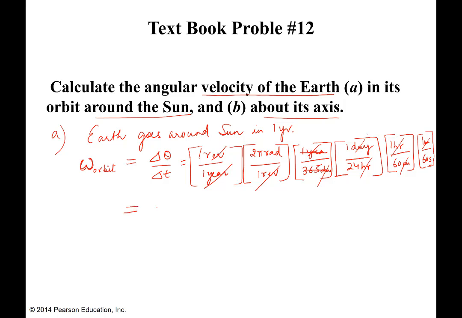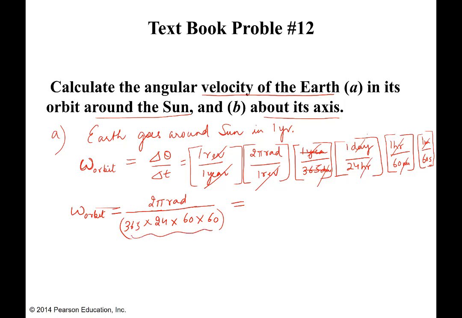So if you go ahead and solve this, it will be 2 pi radians divided by 24 multiplied by 60 multiplied by 60. There was a 365 somewhere. Yeah, there is, multiplied by 365. Okay, that's the most important part. So that is the orbital speed. Go ahead and plug this all in your calculator and solve this.